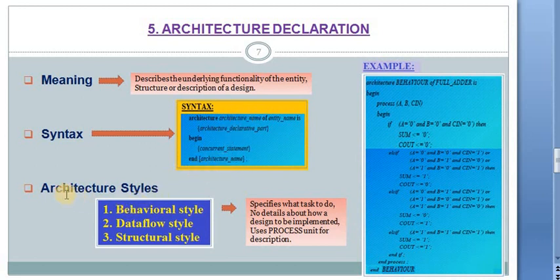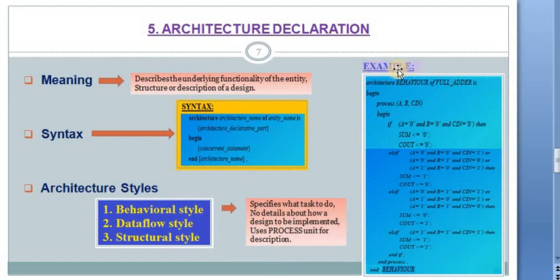Now there are three types of architecture declaration styles, that is behavior style, data flow style, and structural style. So let's discuss these three one by one. So first of all, what is the behavioral style of architecture declaration? This style basically specifies what task a particular system is going to do in the written code, but it does not provide any details as to how a design is to be implemented. So it uses a process unit for its behavioral description of the full adder, as you see in this example.